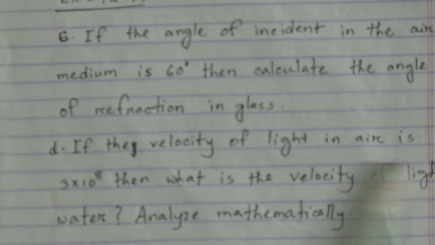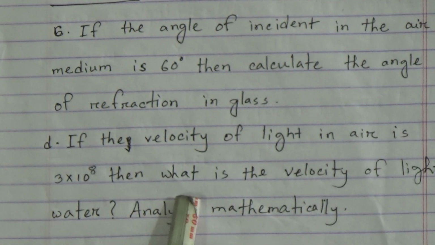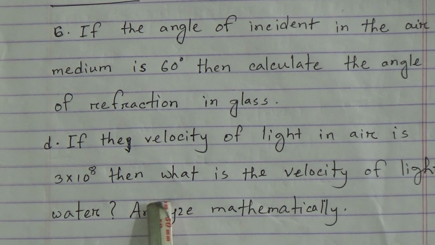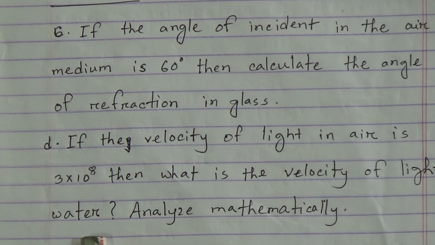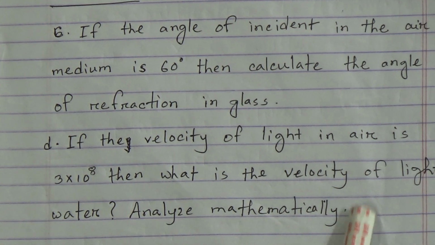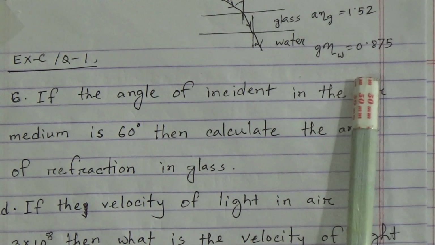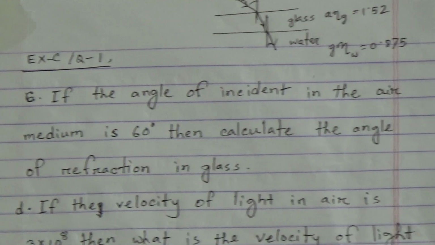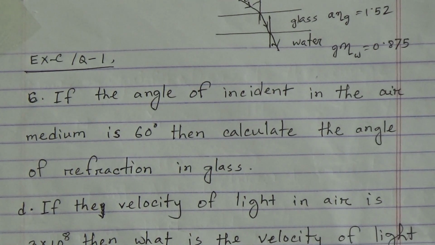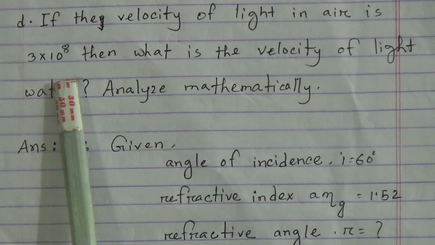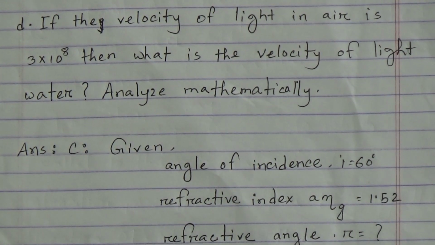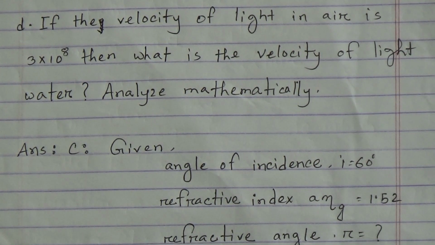Now question number D. If the velocity of light in air is 3 into 10 to the power 8 meter per second, then what is the velocity of light in water? Analyze mathematically. My dear students, this is also a mathematical type question. Here given that A eta G is 1.52 and G eta W is 0.875. The velocity of light in air is given as 3 into 10 to the power 8. We indicate the velocity of light in air by C, or CA. We can write CA also.